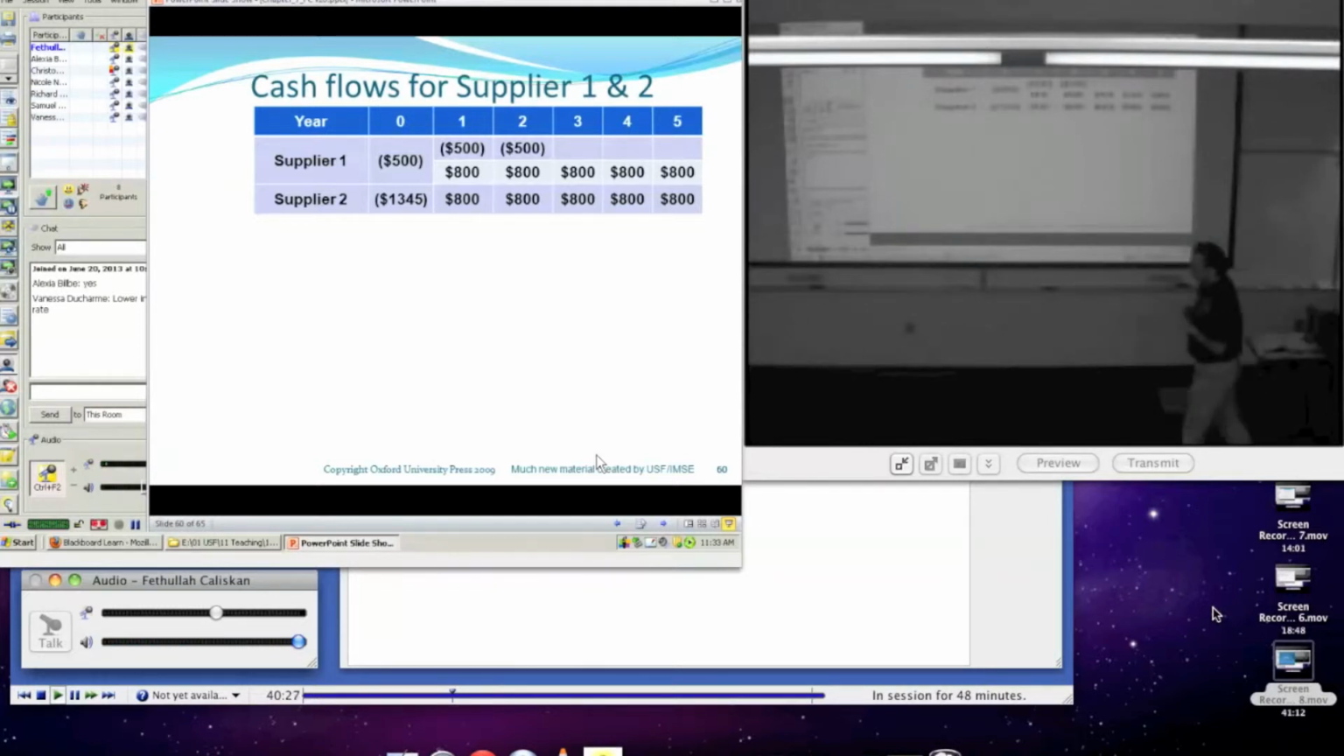Now, we're going to apply the incremental rate of return for these two options, for these two cash flows. And remember, what was the rule? Higher initial cost option minus the lower initial cost option. Which one is the higher initial cost option?